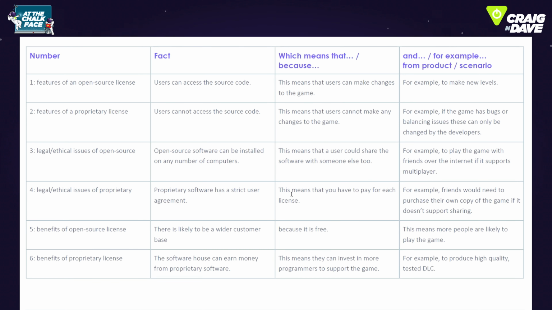Well, for example, if the game's got bugs or it's got balancing issues, they can only be changed by the developers because you've got no access to the source code. So if it's completely unbalanced, if the game's broken, you can't change it. The developers can change it, but you can't change it as a user. So hopefully you can see that by having this framework of fact, reason, example, that is your chain. That's the chain line of reasoning.